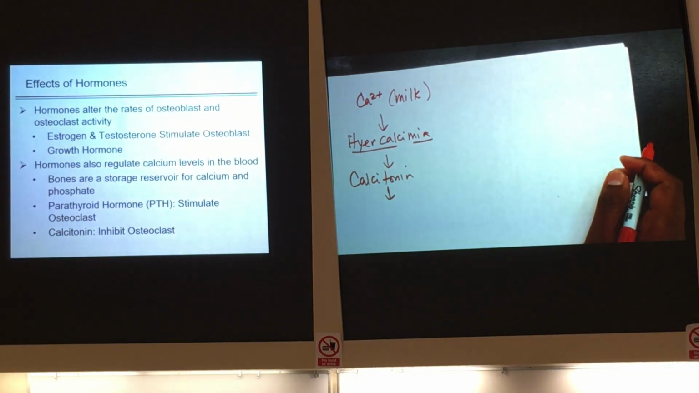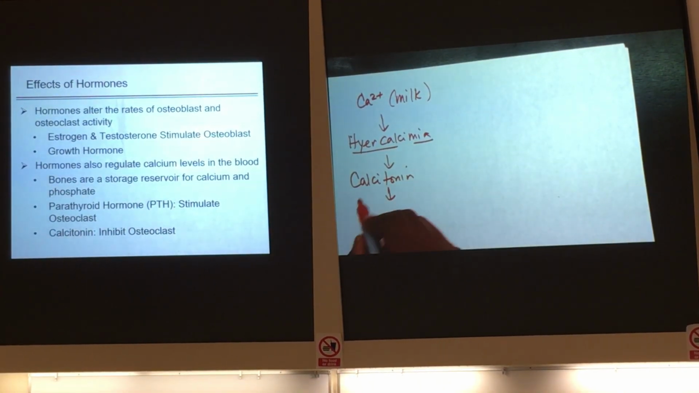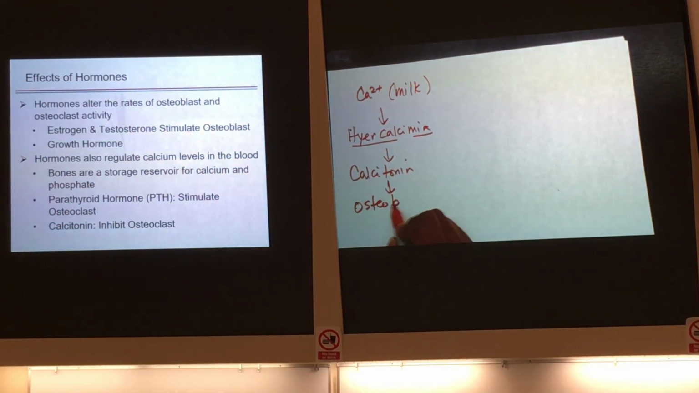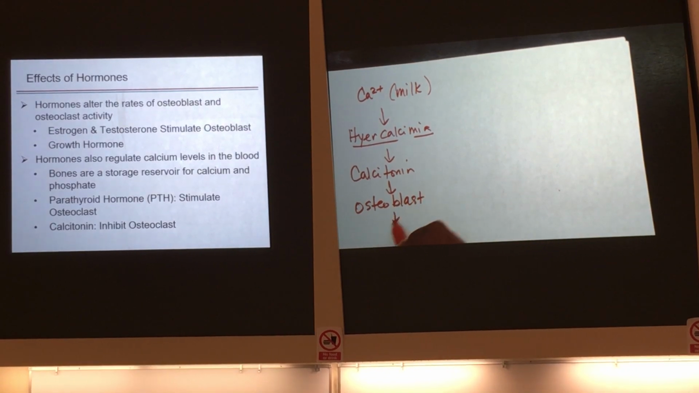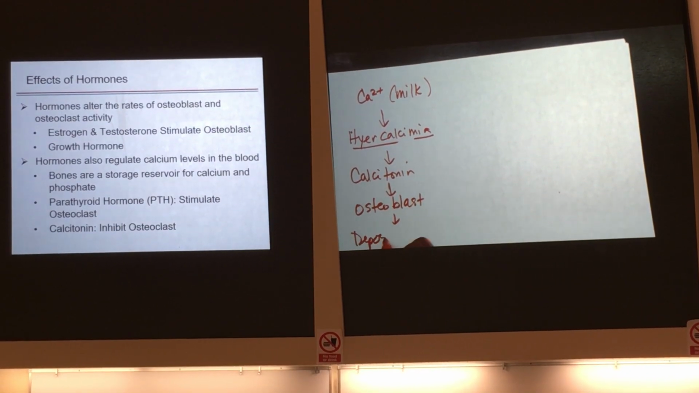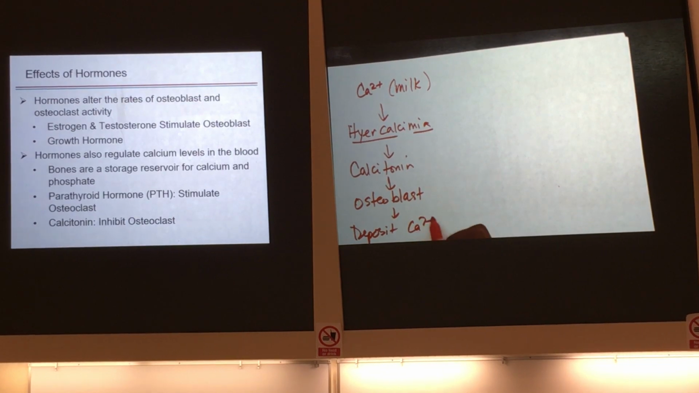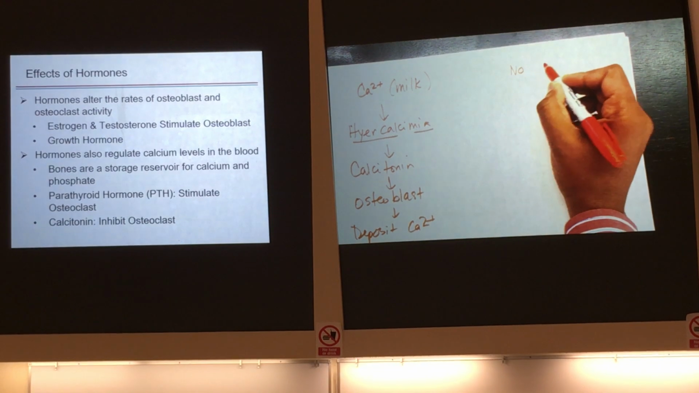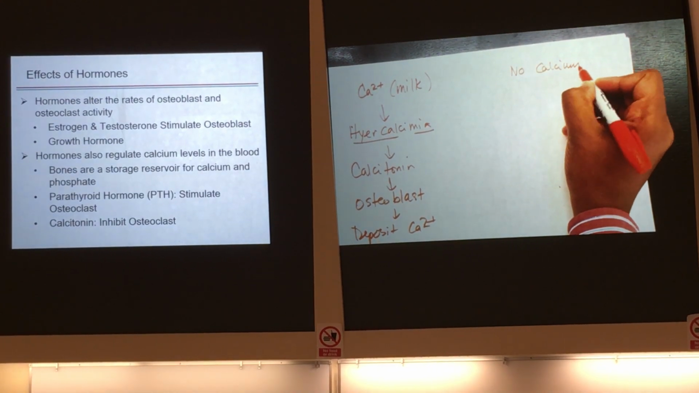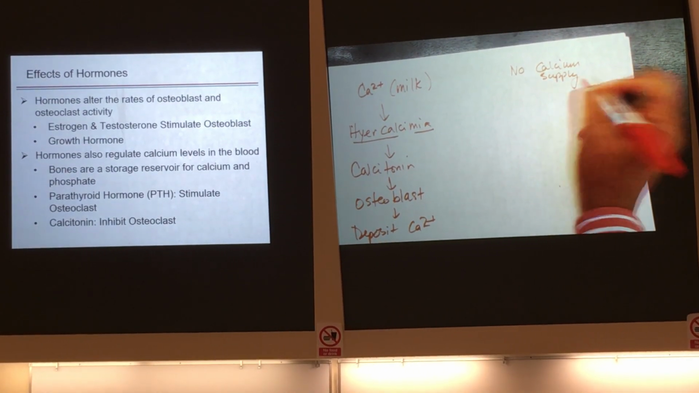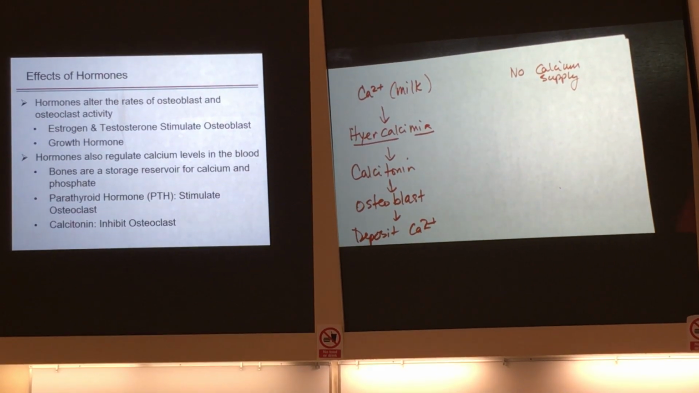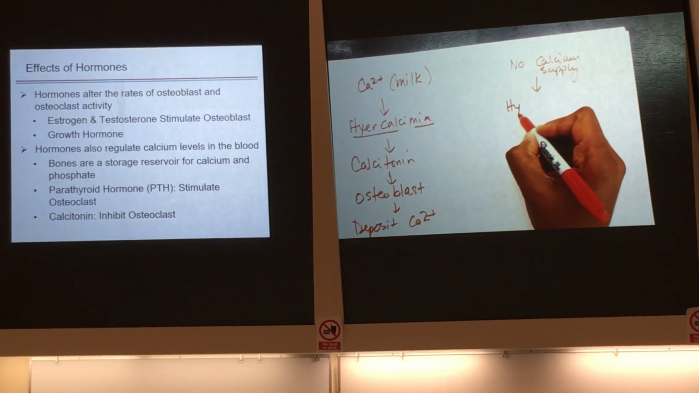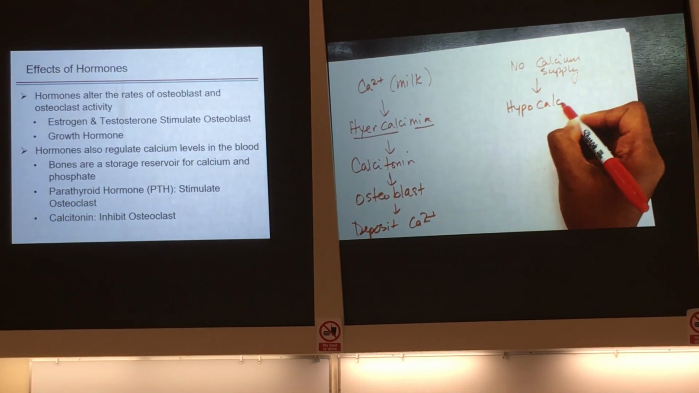Which cell is going to be stimulated? Osteo, which one? Blast. Then it's going to deposit calcium, right? Now with no calcium supply, you're not drinking milk, you're not getting supplements, then you're going to have hypocalcemia.